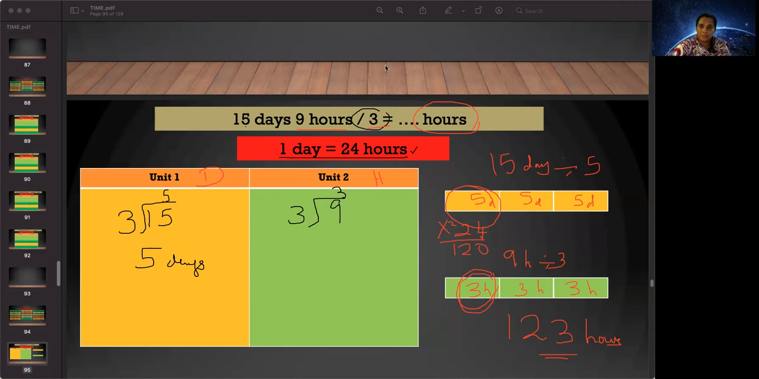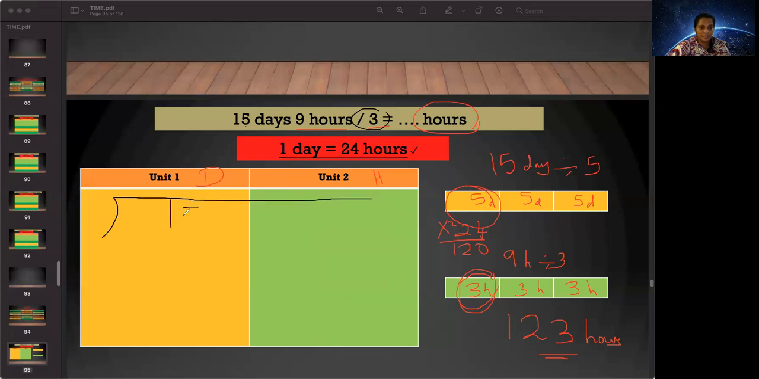Now sometimes it will also be easier if you wrote this in one single equation like this. So instead of writing in 2 different parts, you write it like this: 15 days and 9 hours, divide by 3. So 15 divided by 3, here you'll have 5 days, no remainder. If you work out the division, you would have no remainders. And 9 divided by 3, you would have 3 hours. Again, 3 times 3 is 9, you have no remainders here.